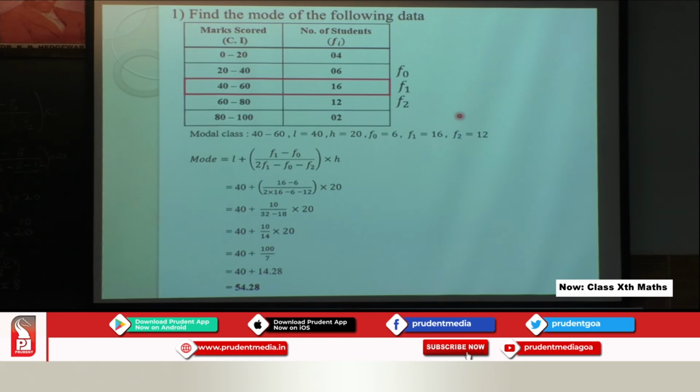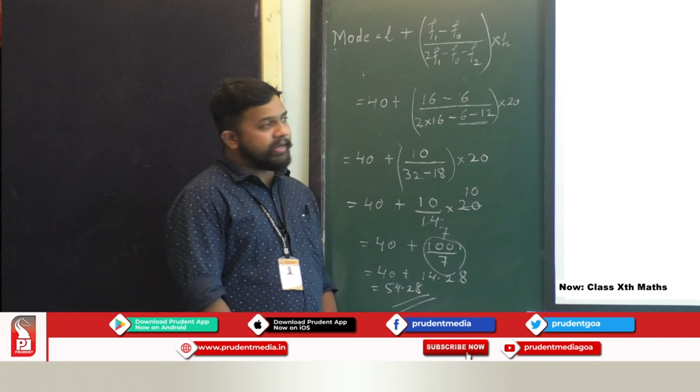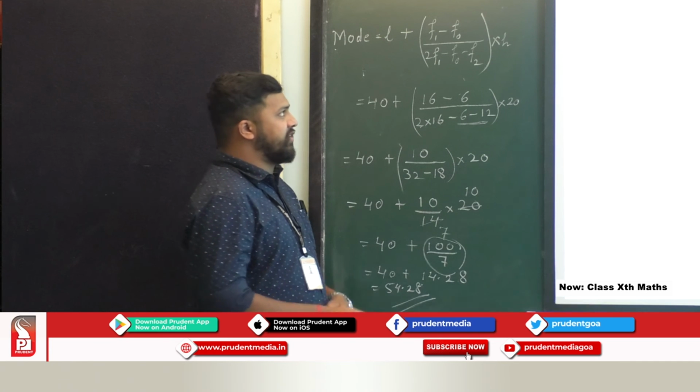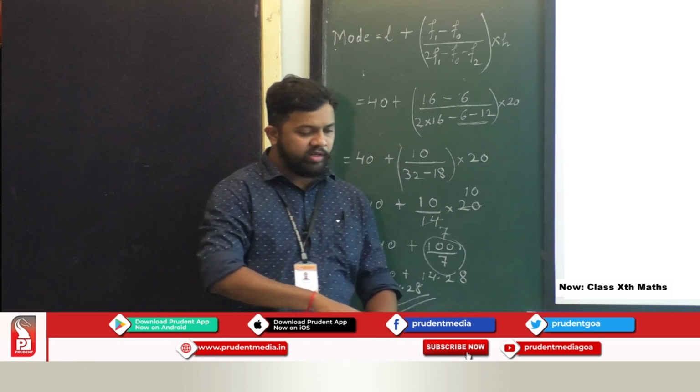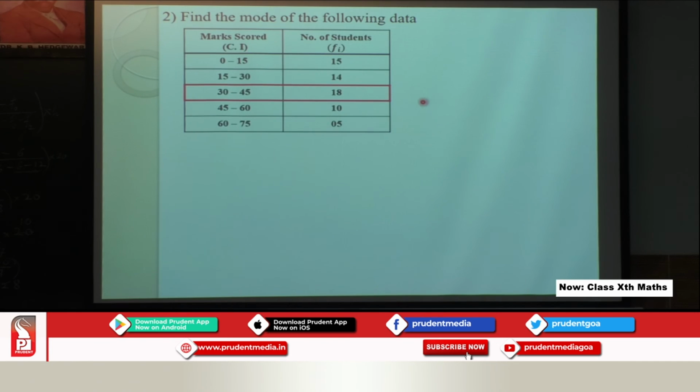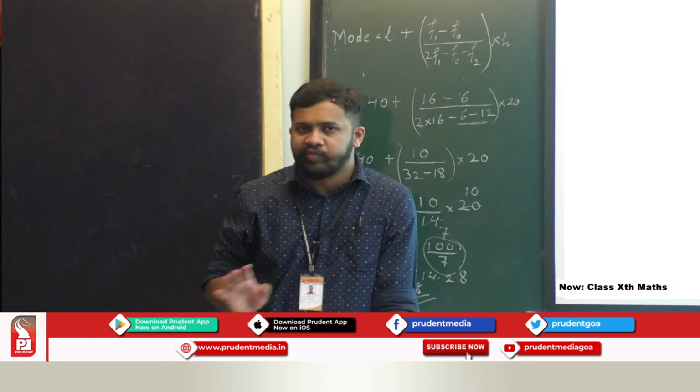So are you clear with how to get the mode? Let's take one more example. Find a mode of the following data. Again, the class intervals are given and the number of students are given. What is the first thing we do? The first thing we have to identify is the class which has the maximum frequency, or the highest frequency.